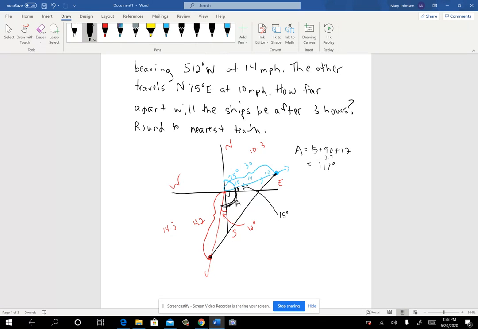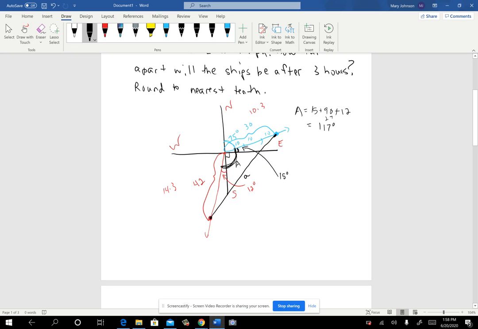All right, so now you're going to make use of that information to find this side over here. I'm going to call it little a. All right, so let's get it set up. So we have that little a squared would have to equal the b squared plus the c squared. It doesn't matter which one you're calling what. So 30 squared plus 42 squared minus 2 times the 30 times the 42 times the cosine of 117 degrees.